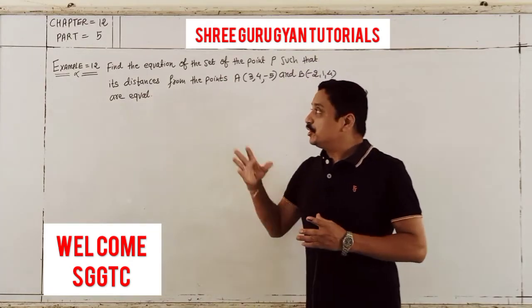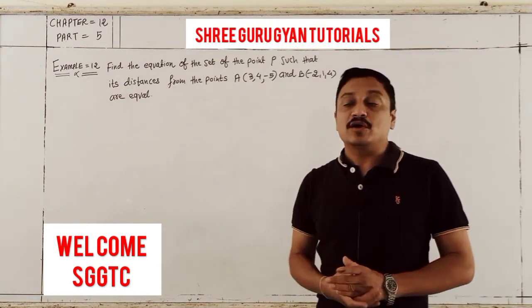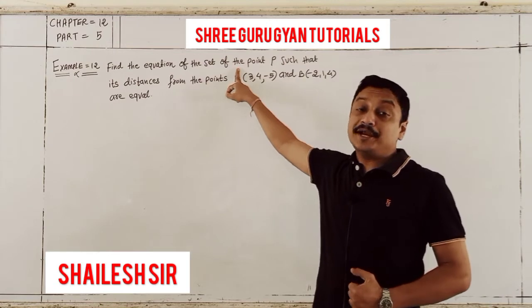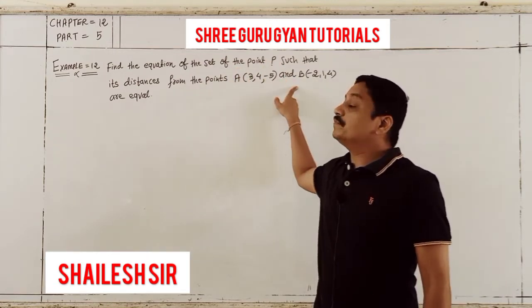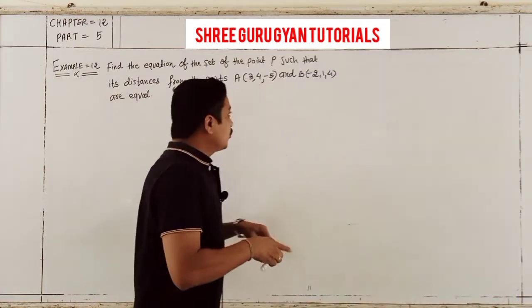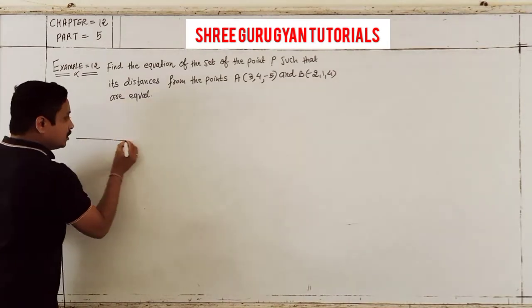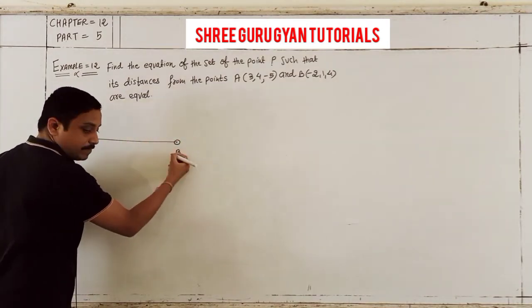Today students I continue our example number 12. Find the equation of the set of the points P which are equidistant from A and B. Yes, equidistant means they are at equal distance traveling from A to B. Consider that's your A and here your B.